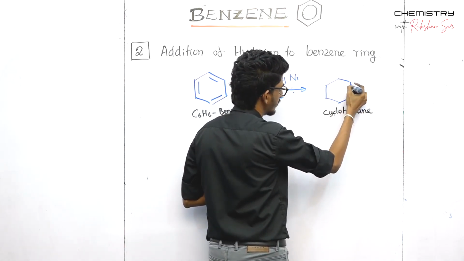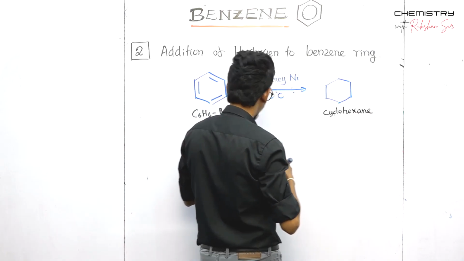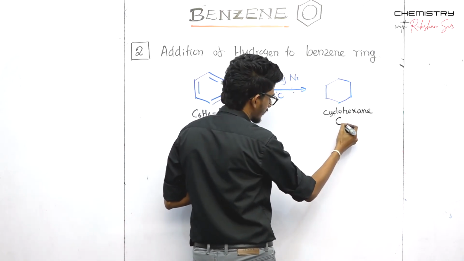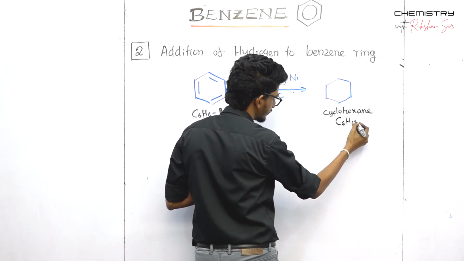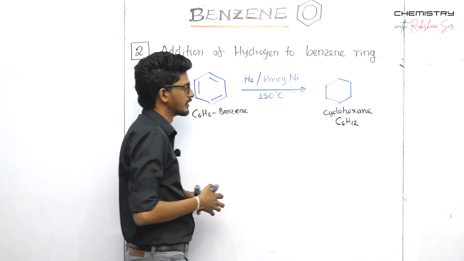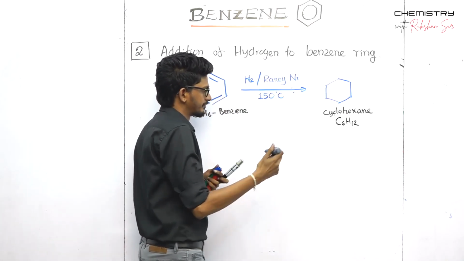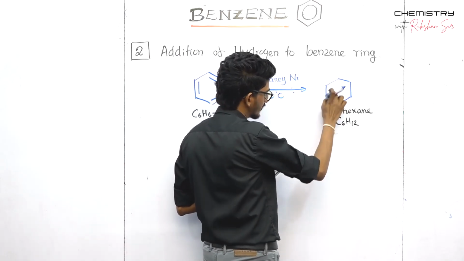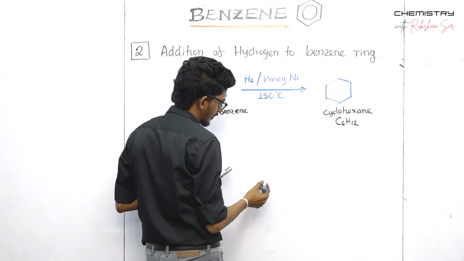So in the cyclohexane, the chemical formula of that is C6H12. Right? Cyclohexane. You can produce that. So don't wonder about this.